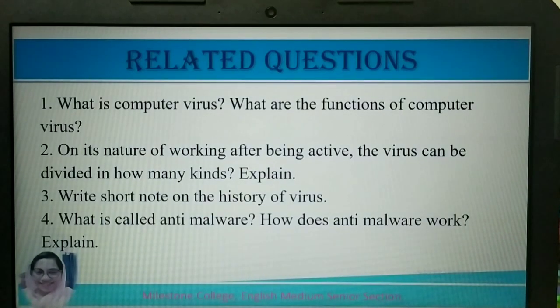So what related questions must you write in your class copy? What is a computer virus? What are the functions of a computer virus? A computer virus is a malicious program that can multiply itself, transmit from one computer to another and replicate itself. Then functions, then nature of working, and how many types there are: two, resident and non-resident. Then you will write the history, obviously. Then what is anti-malware and how does it work? Explain.